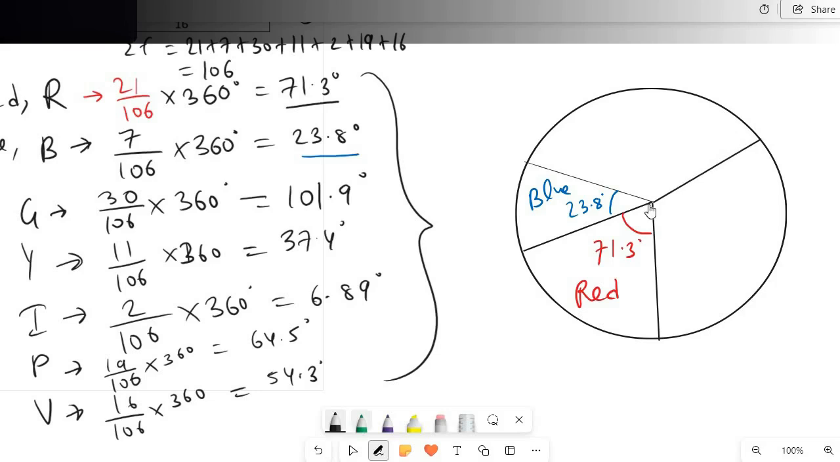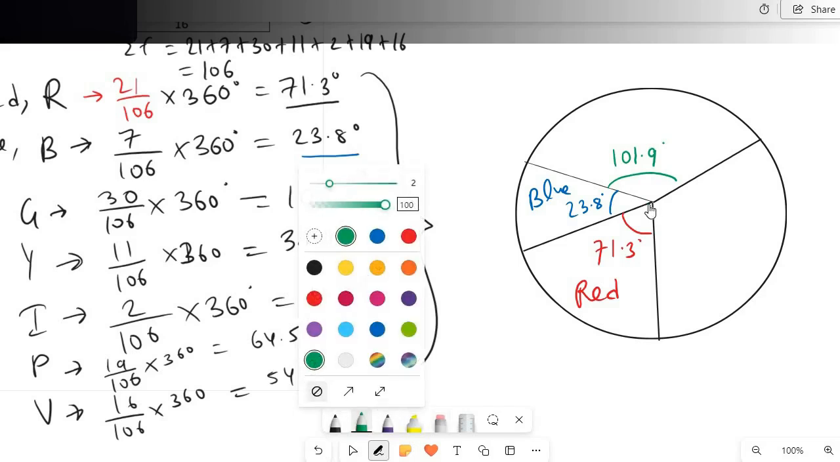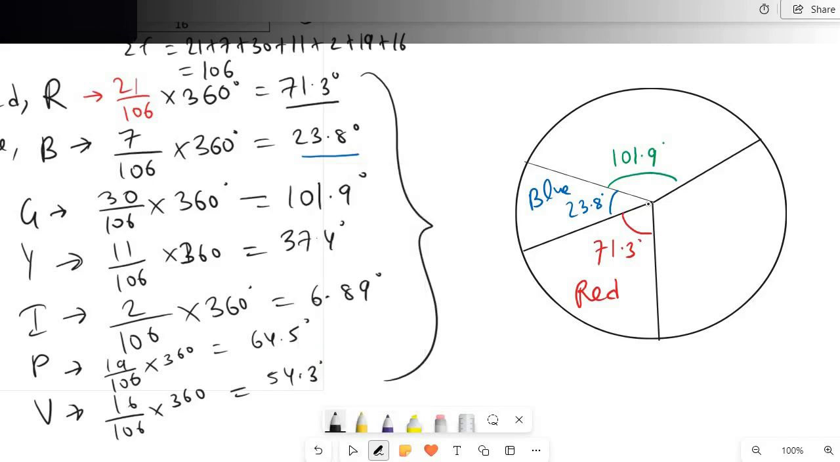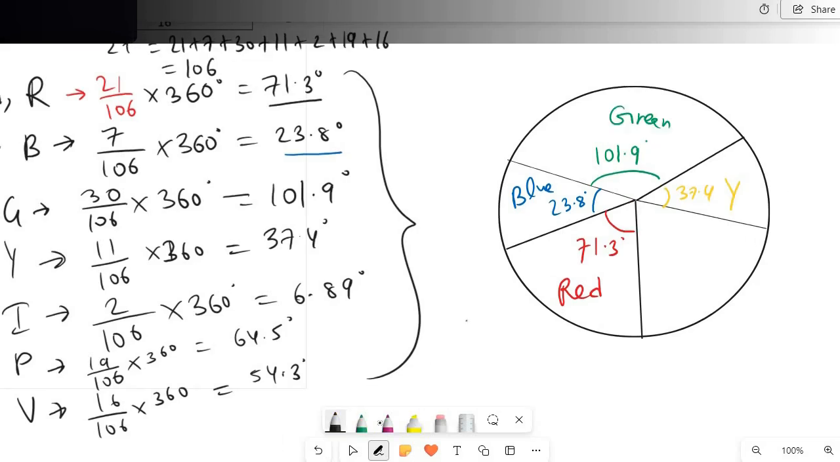So this should be the sector subtended by green, which is 101.9 degrees. Then we have yellow, having an angle of 37.4. So it should be like this. This should be 37.4. For the next angle, which is for indigo, it should be a measly 6.89, which is extremely small.